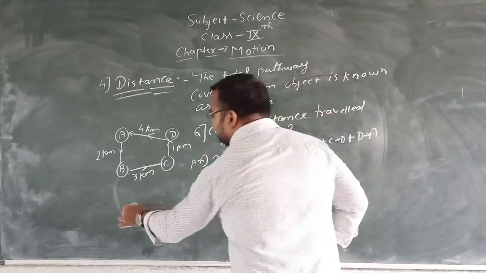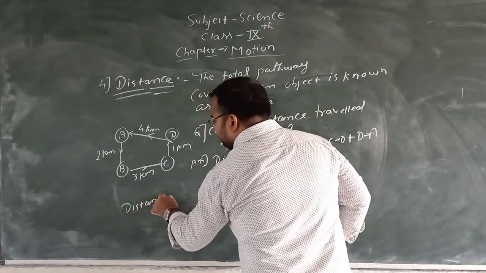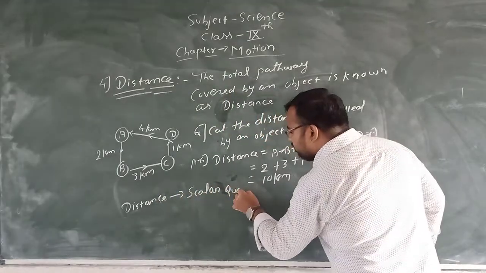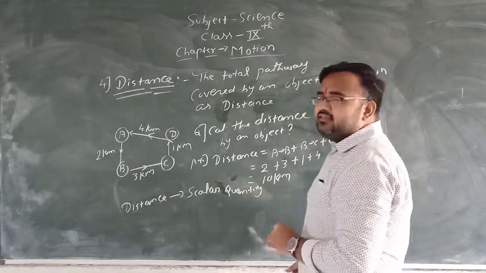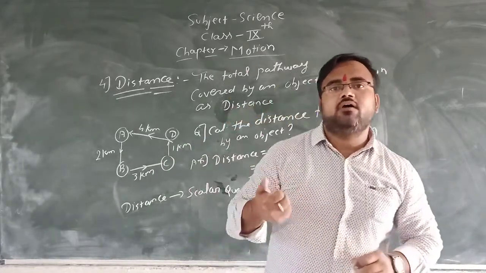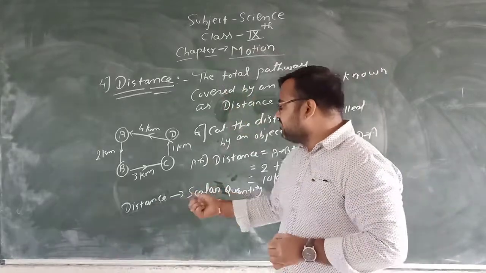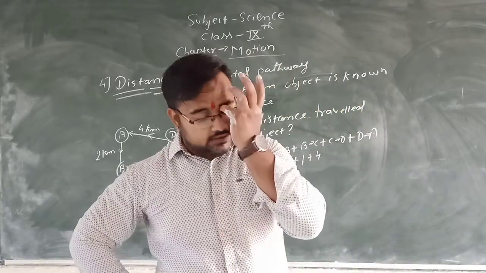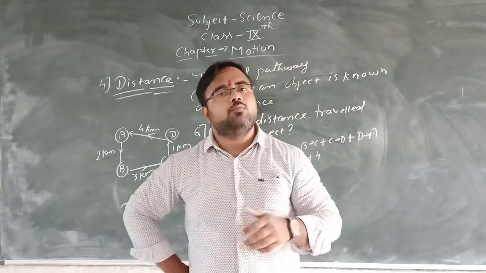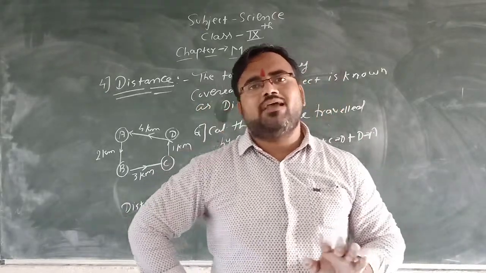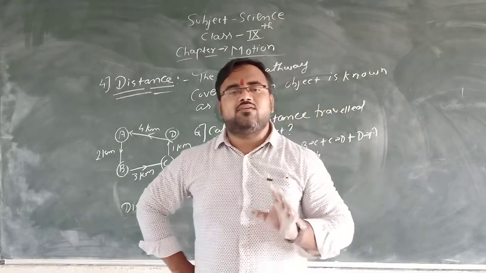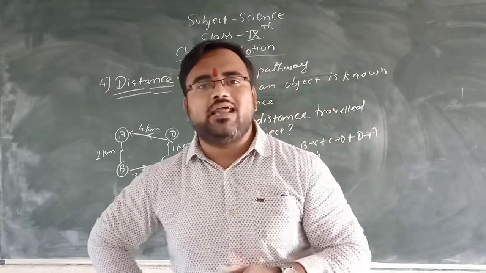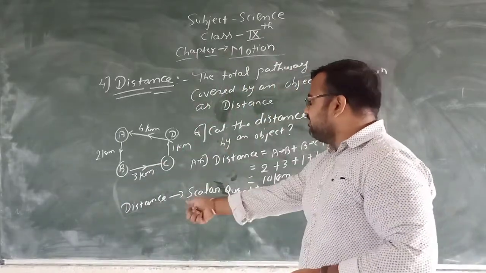Next we can write: distance is a scalar quantity. Why can we say distance is a scalar quantity? As we have learned previously, distance doesn't have any direction. If I say I have traveled 10 km distance from school to my house, I will not mention the direction. This is sufficient. The distance between my school and my house is 10 km. It doesn't require any direction. So distance is a scalar quantity.